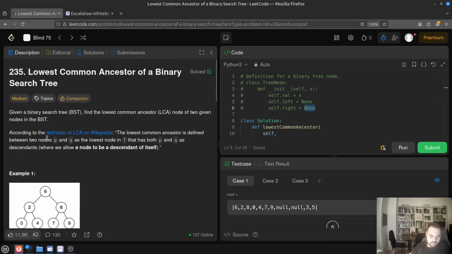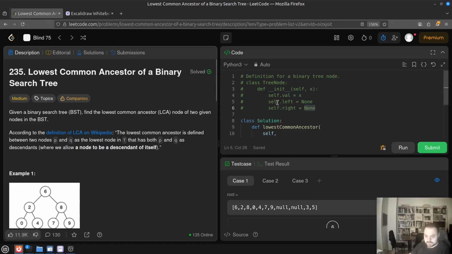So according to the definition of LCA on Wikipedia, the lowest common ancestor is defined between two nodes P and Q as the lowest node in T, probably the tree, that has both P and Q as descendants, where we allow a node to be a descendant of itself. Yeah. So this is important information: the node can be a descendant of itself and respectively an ancestor of itself.